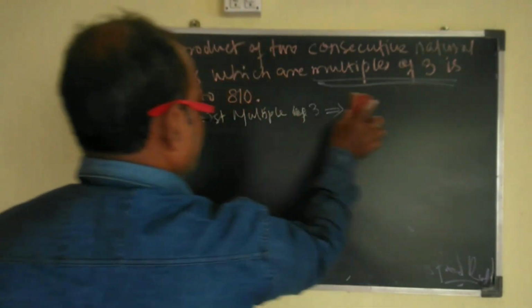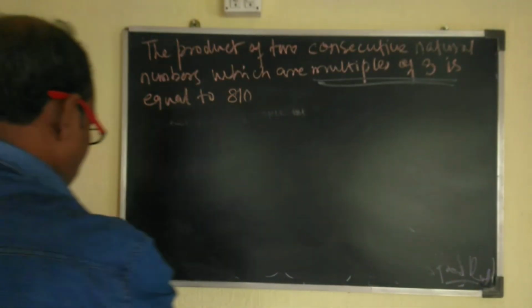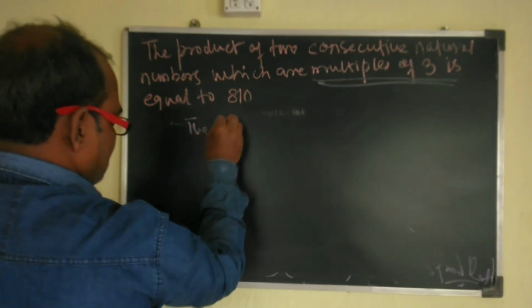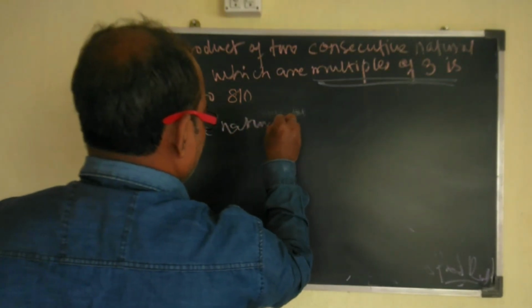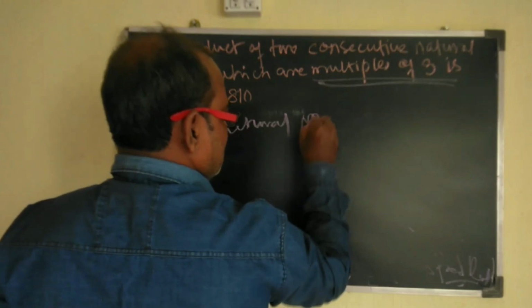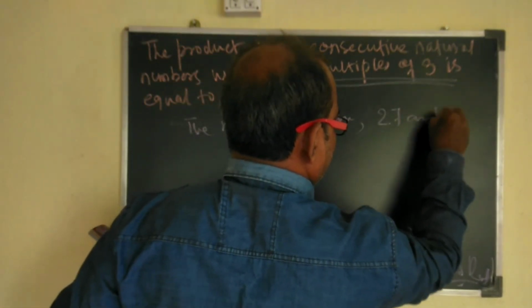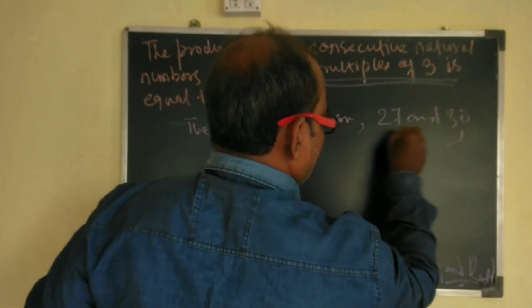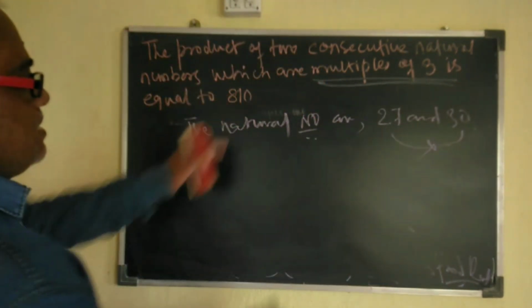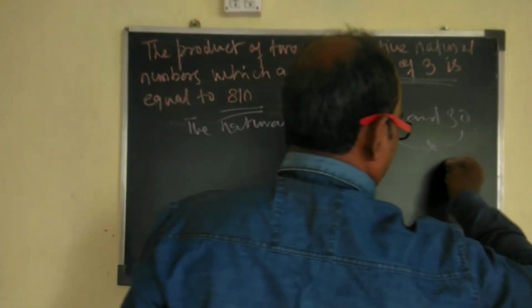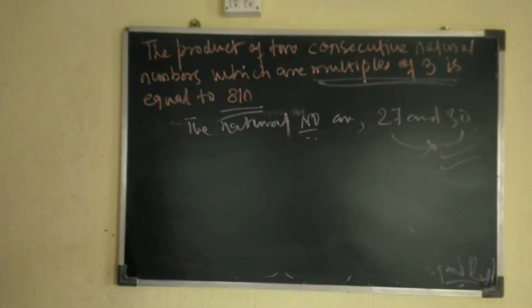Therefore, the natural numbers are 27 and 30. Now if you do multiplication, you get this. That means your answer is perfectly correct.